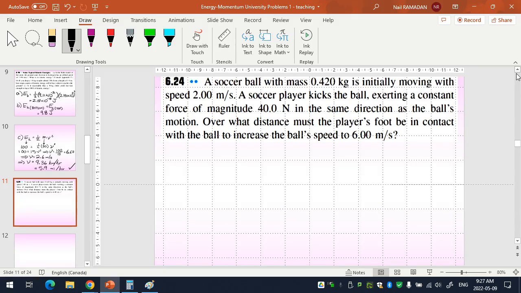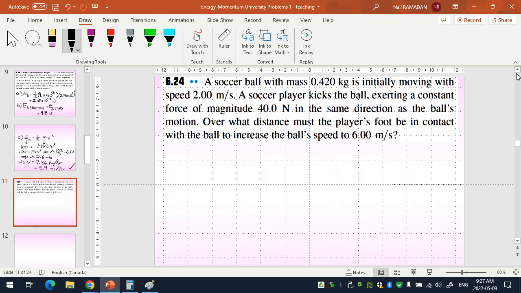A soccer ball with a mass of 0.420 kilograms is initially moving with a speed of 2 meters per second. A soccer player kicks the ball, exerting a what? A constant force. So the whole time his or her foot is with the ball, they are exerting a constant, not variable, force of how much? 40 newtons.